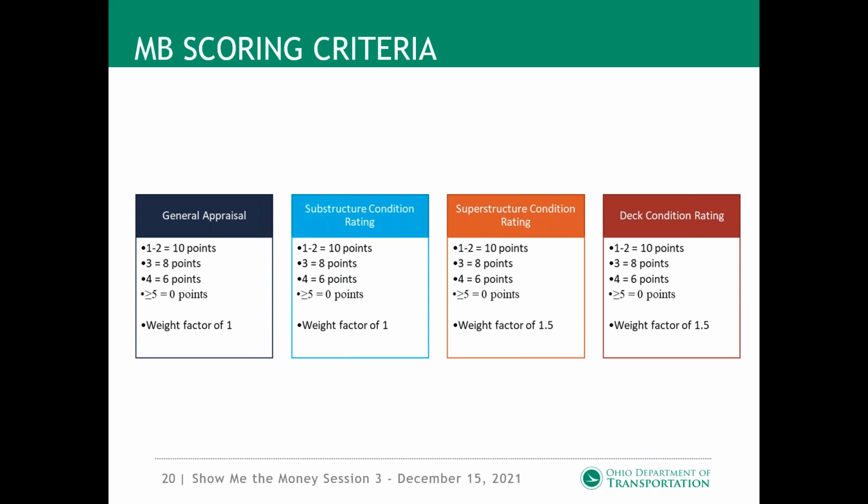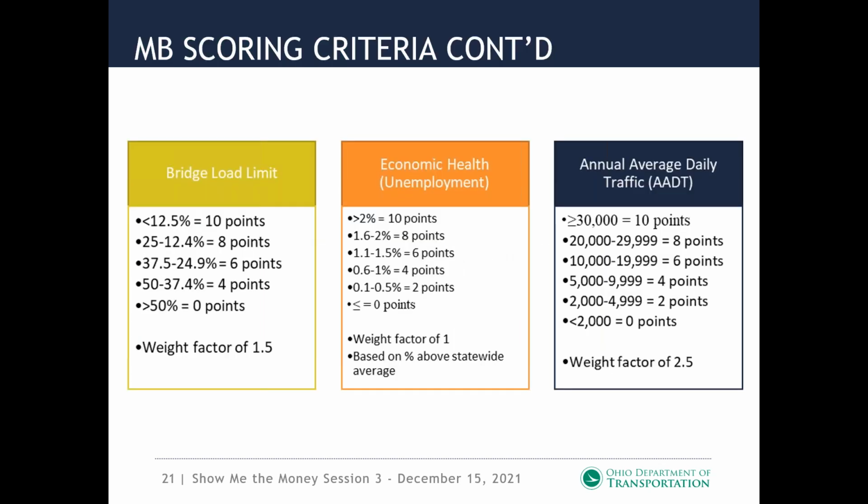So like the Ohio Bridge Partnership, we do have scoring criteria as one of the variables to help us rank the applications. And then we go on the general appraisal. Because this is a replacement or rehabilitation program, we don't score on the sufficiency rating like the Ohio Bridge Partnership program does. We split that up into a substructure condition rating, superstructure condition rating, and a deck condition rating. And then the other criteria is the bridge load limit, the annual average daily traffic, and then the economic health of the county that the municipality is located in.